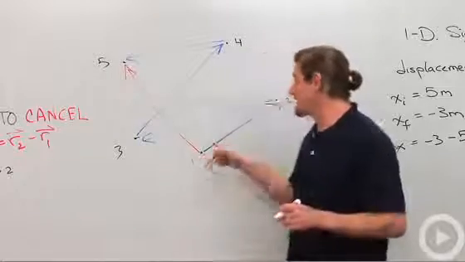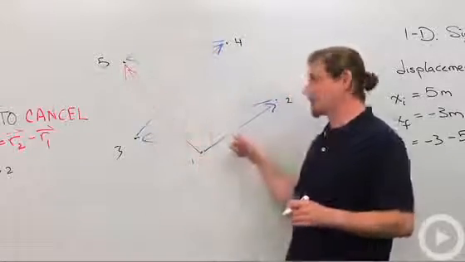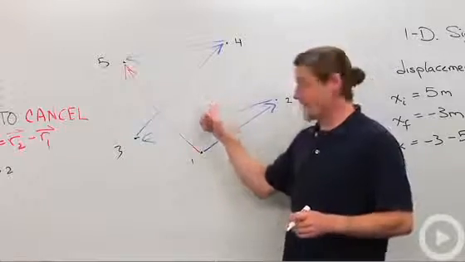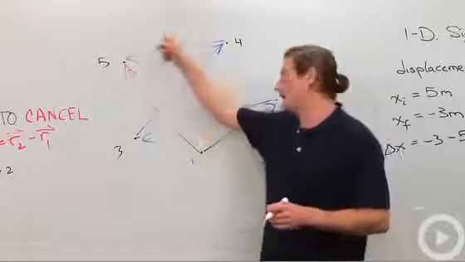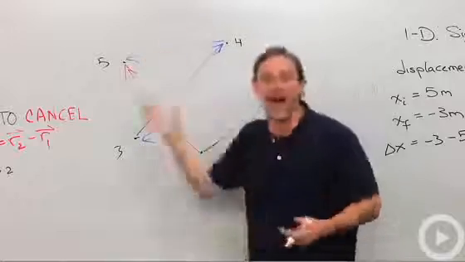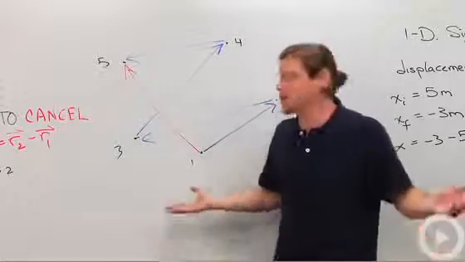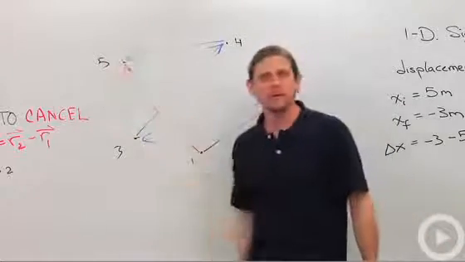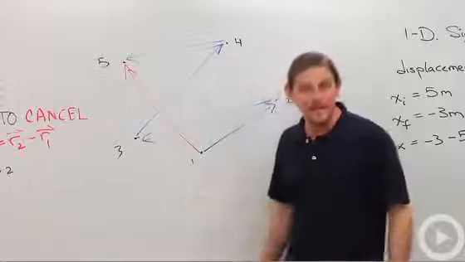Notice if I wanted to know the distance that I traveled, I would have to find the length of that vector, the length of that vector, the length of that vector, and the length of that vector, and then add them all together. And I don't want to do that. I want to just draw a red vector from 1 to 5. And that's why displacement is easier.